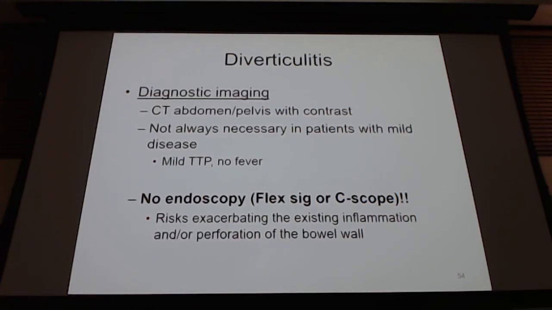No endoscopy, flex sig or C-scope. Worried about that perforating, making things worse. Again, we may be evaluating for rectal disease or rectal bleeding, or we may be evaluating for lower GI bleed, but we want to make sure we get that CT scan to make sure that it's not diverticulitis, because we worry about perforating.